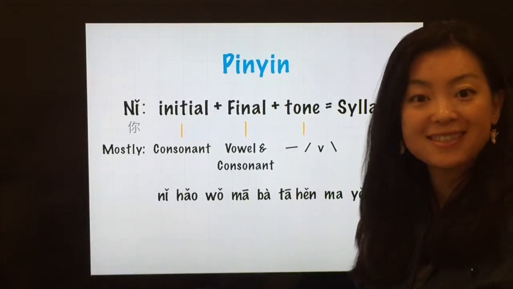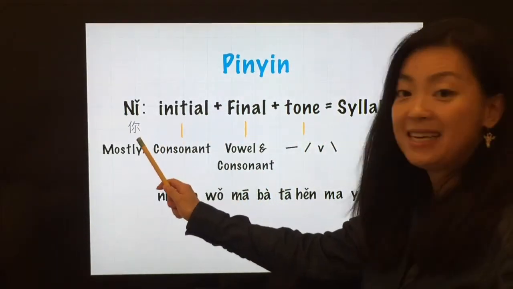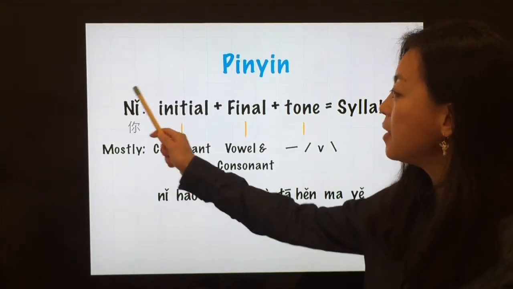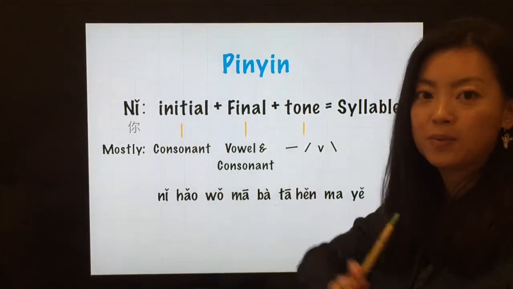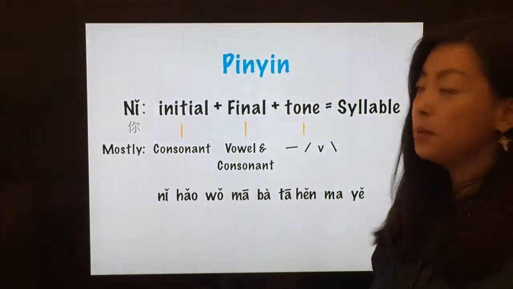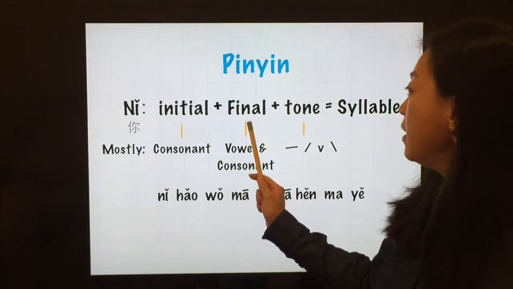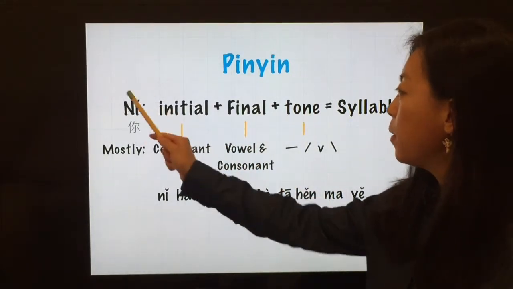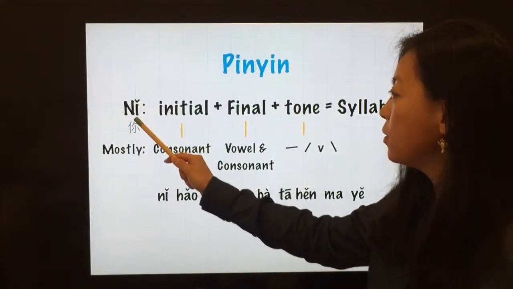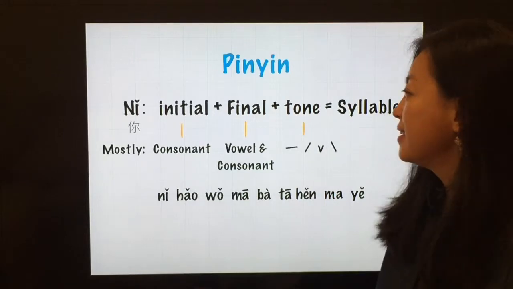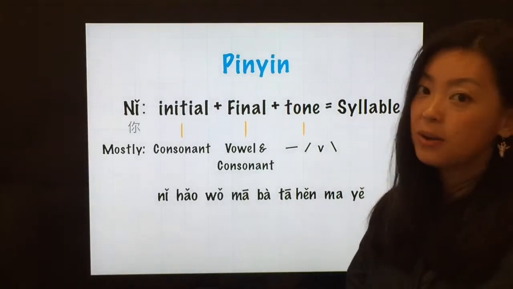Now let's learn pinyin first. So let's see here. 你, this is the character, and this is the pinyin for this character. And you can see this is 1 syllable. And each syllable is combined of 3 parts: initial, final, and tone. So for this syllable, this part will be the initial, the letter in front. The final, the letters behind. And the tone. We know the Chinese language is very different because it's a tonal language.